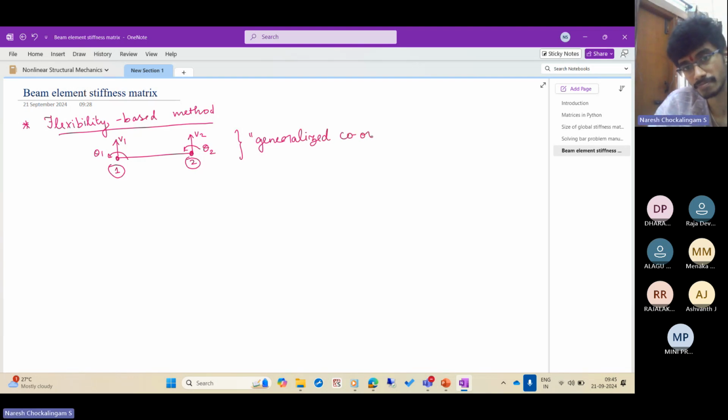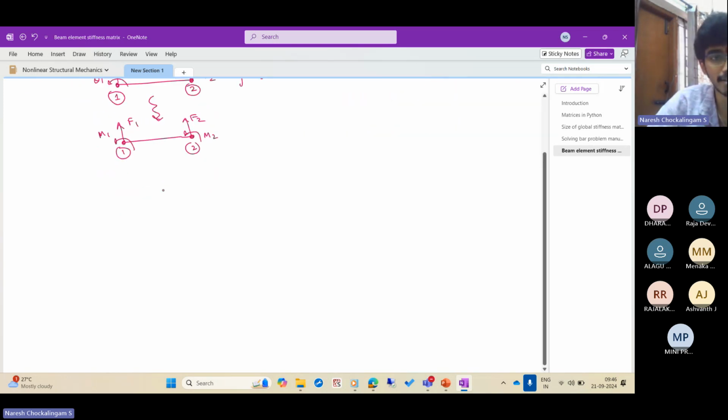Generalized coordinates or displacements. You don't want to say it's a displacement or rotation every time. So even if you have a temperature field, you can actually call it a generalized coordinate or displacement. Right. So we want to get the relationship between these and the corresponding forces. You have forces F1, M1, F2, M2. This is node 1, node 2. We want to be able to relate these two.